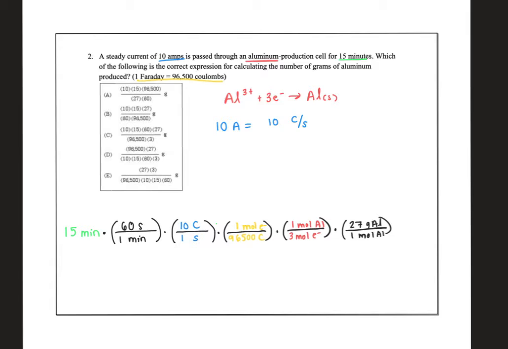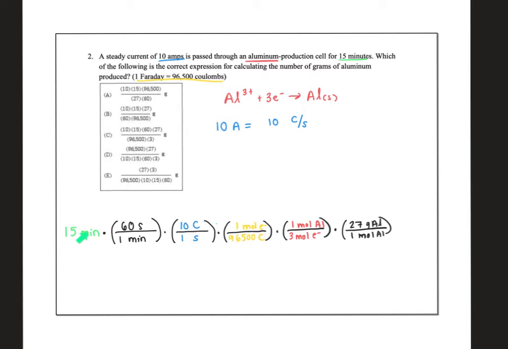All right, this is a nice question because you have to set up the calculation, but you don't actually have to solve it. So a steady current of 10 amps, and we know 10 amps is the same as 10 coulombs per second, is passed through aluminum. So aluminum is always a +3 ion, so it would gain 3 electrons to make solid aluminum. So we write this half reaction to show how many electrons are used in the process for 15 minutes. Which of the following is the correct expression for calculating the number of grams of aluminum?